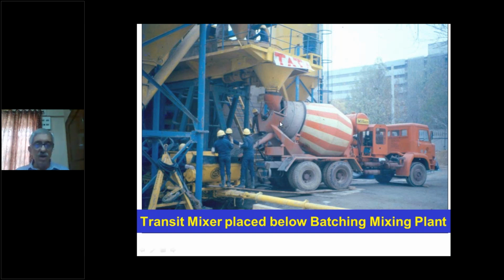Placing the transit mixer below the batching plant, which was not done in Unit number 5 and 6, increased the speed of concreting. We could go up to an average of 45 cubic meters per hour when all our equipment was geared up for 60 cubic meters. But in Trombay Thermal Power Station, we could only achieve the maximum of 35 cubic meters per hour. So this gave us an advantage of faster work.